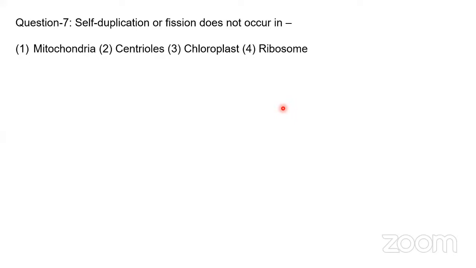As I told earlier in the class lecture, chloroplast also divides by the process of fission. And option number 4 is ribosome. Actually, ribosome does not divide by the process of fission. So the correct answer to this question is option number 4, ribosome, as it does not self-duplicate or divide by the process of fission.